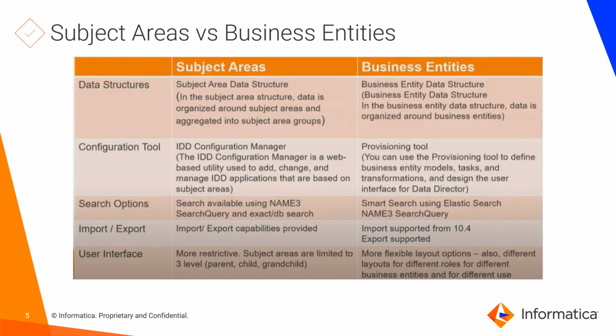So coming to search, we have a query search available in subject areas, whereas in business entities, we also have query search and also something called smart search that is used along with an Elasticsearch setup. And then both have import-export capabilities. As well, in 10.4, bulk import functionality was introduced. Coming to the user interface, as I said, it's a tree-level structure, and it's particularly limited to level 3, which is parent, child, and grandchild. But with business entities, since they have unlimited depth, they have more flexible layout options.